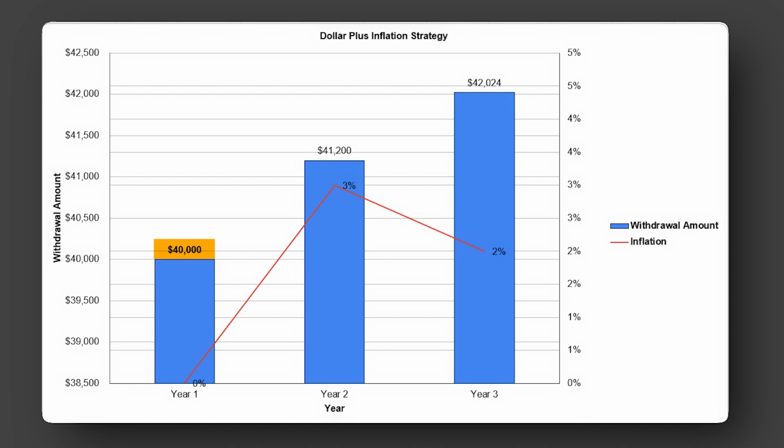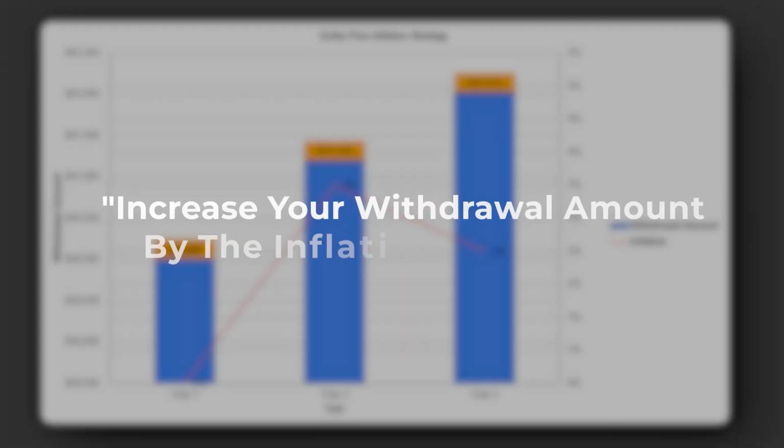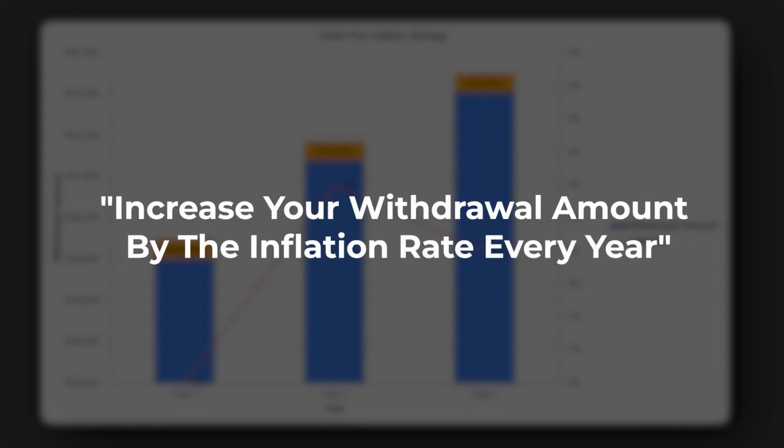Then in the second year, you will adjust your withdrawal based on the inflation rate. If the inflation rate is 3%, you will increase your withdrawal by 3%, meaning you will withdraw $41,200 in the second year. In the third year, if the inflation rate is 2%, you will increase the previous year's withdrawal of $41,200 by 2% to $42,024. Essentially, you will increase your withdrawal amount by the inflation rate each year.